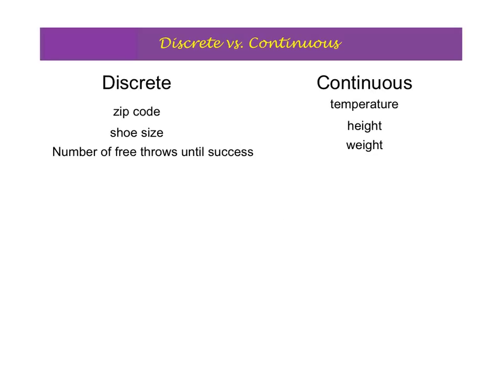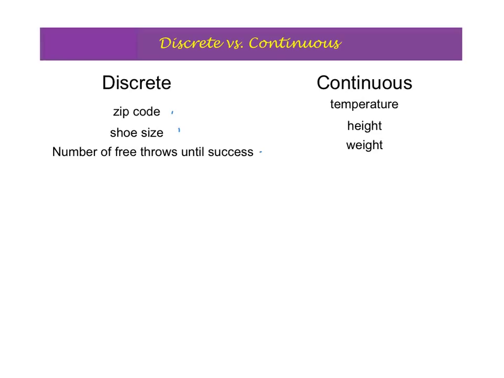Okay. The ones that were discrete were zip code, shoe size, number of free throws until success. So you can count the zip codes. You could name the zip codes. Shoe sizes, same thing. 8.5, 9, you can name all those shoe sizes. Number of free throws until success. You may be trying from now until forever, but you can still count the number of times it will take.